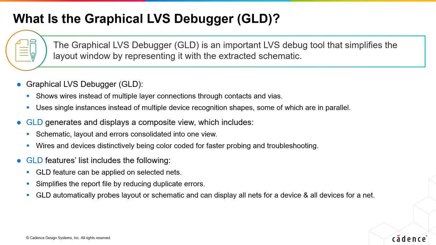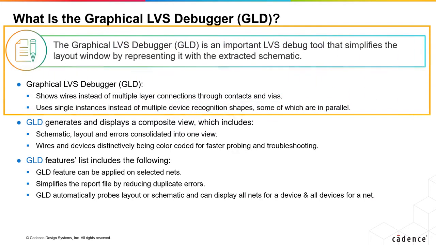What is the Graphical LVS Debugger, or shortly known as GLD? The Graphical LVS Debugger simplifies the layout window by representing it with the extracted schematic. It shows wires instead of multiple layer connections, through contacts and vias. It uses single instances instead of multiple device recognition shapes, some of which are in parallel.